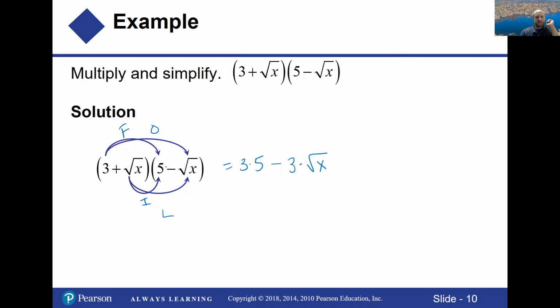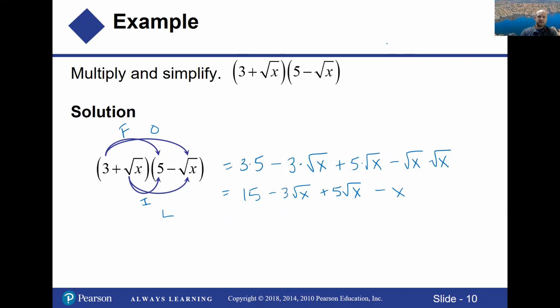So square root of x times 5, it's going to be a positive, right? Because both are positive. 5 times the square root of x. And then we have a positive square root of x, negative square root of x. So minus square root of x times square root of x. Let's simplify this. 3 times 5 is 15, minus 3 square root of x plus 5 square root of x minus square root of x times square root of x. Well, what is that? Well, that's just x.